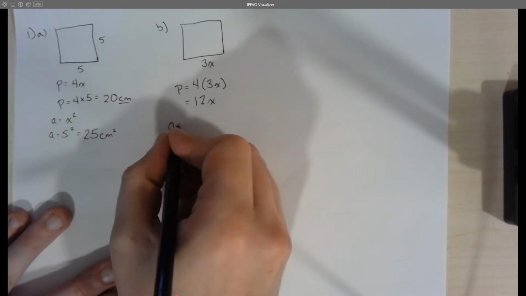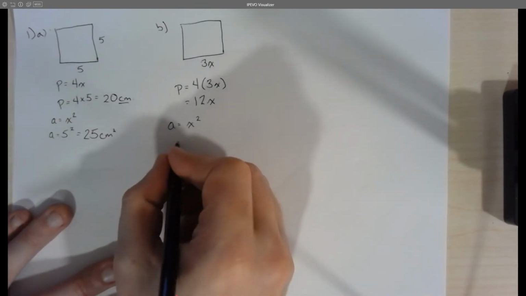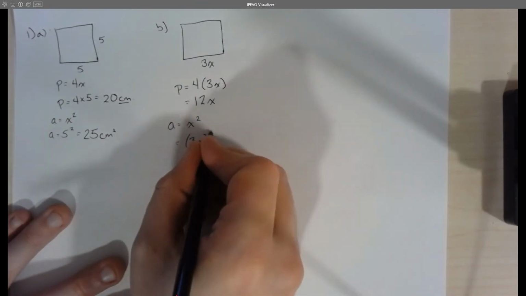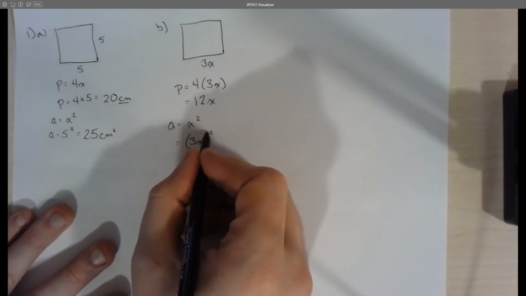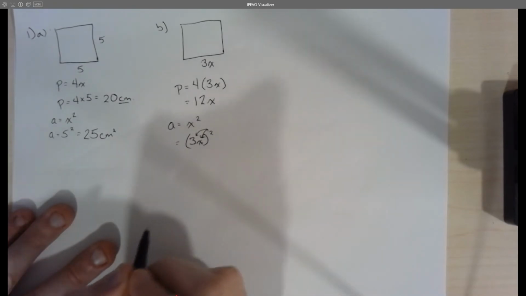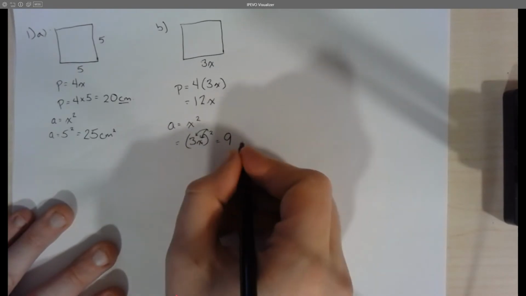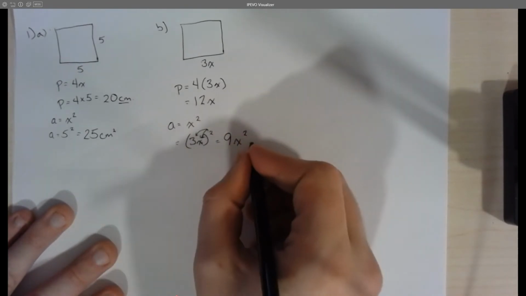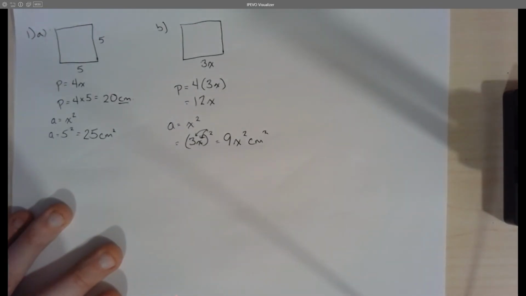Then our area is going to be x squared. And so in this case, that's 3x squared. Now the tricky thing to remember here is that the 3 and the x are both going to get squared, or multiplied by themselves. So we end up with 3 squared is 9, and x squared is, well, x squared, and then centimeters squared. So it's a little bit trickier when we're dealing with the area and we throw in a variable, but that would be how we would figure out the perimeter and the area for that particular question.